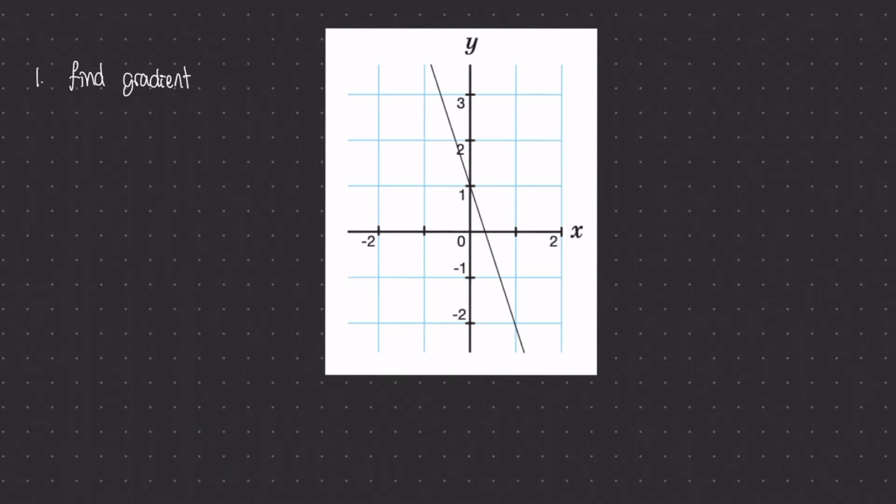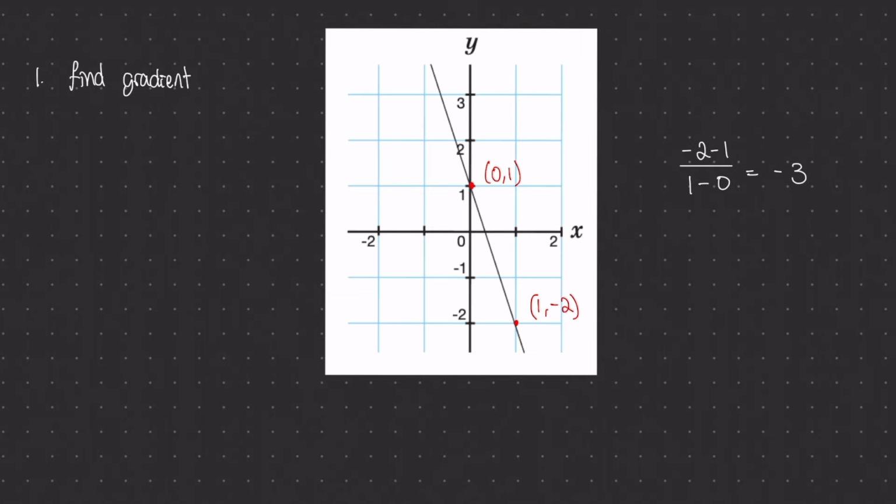What I'm going to do is pick 2 points on the graph. This one here, (0, 1), and this point down here, (1, -2). I'm going to do the change in the y direction, so -2 minus 1, divided by the change in the x direction, which is 1 minus 0. So that works out to be -3.